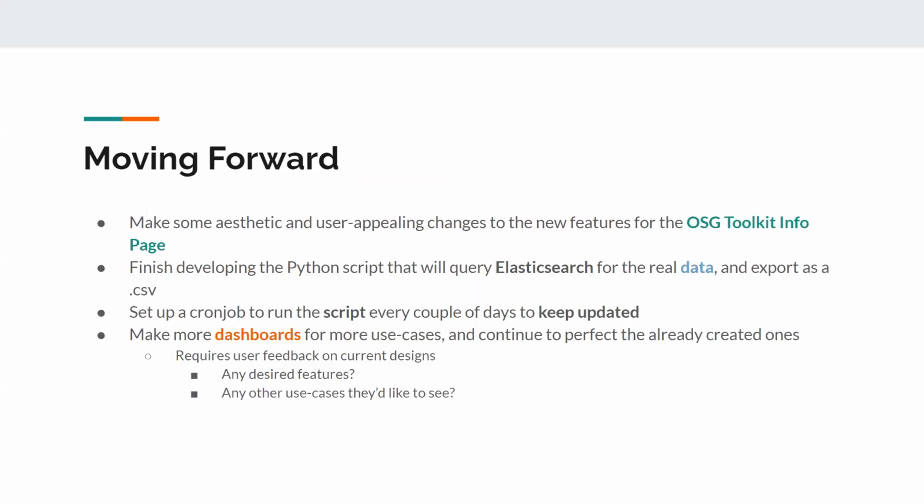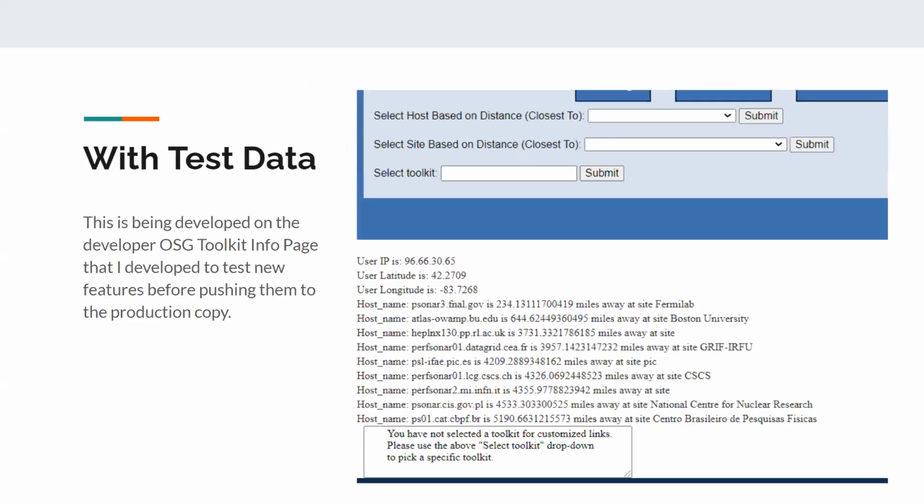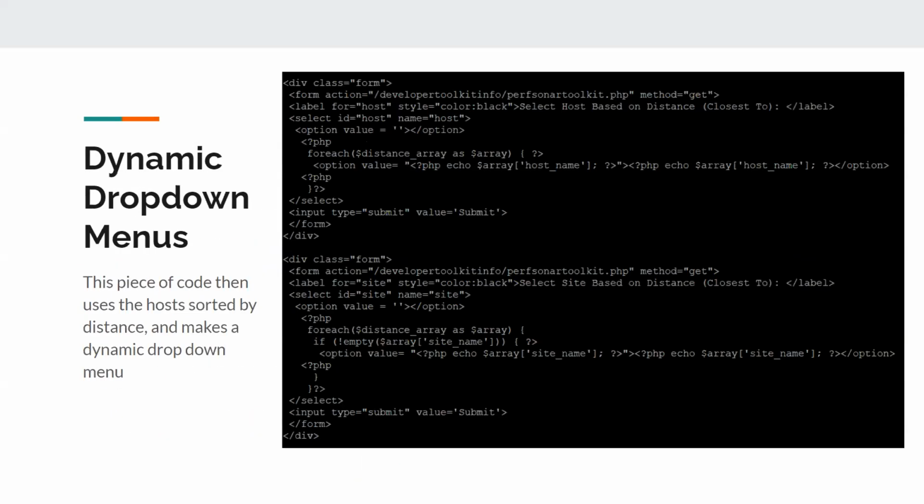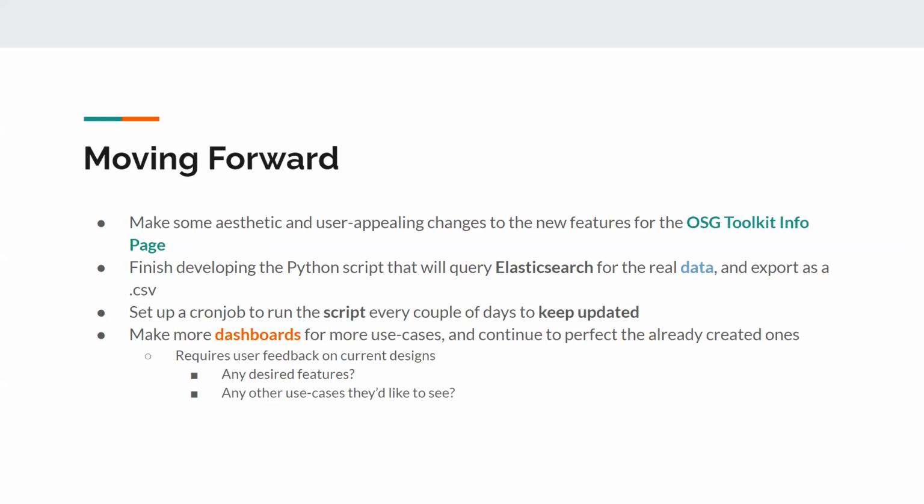And so the next steps for continuing this work would be to make some more aesthetic and user-friendly changes to the OSG Toolkit info page. For example, putting all of these toolkits in a singular line with different names, and identifying which ways the user will navigate the menu based on how I organize it.